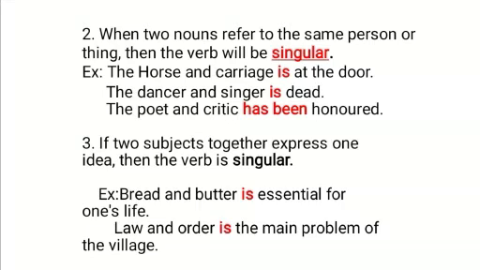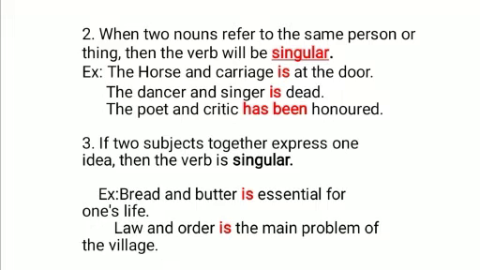Now the question that arises here is, how will we know whether it is referring to one person or one thing? And when will we know that it is referring to two persons? So here you should carefully note the sentence. If the sentence is written as the dancer and the singer, then it will be a plural subject referring to two different persons.